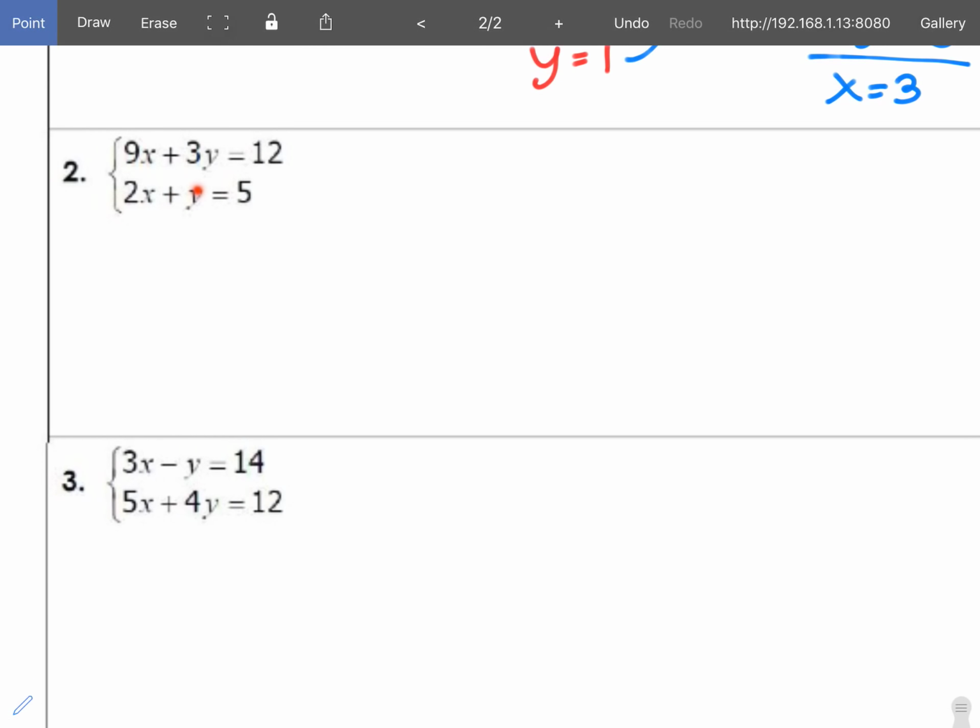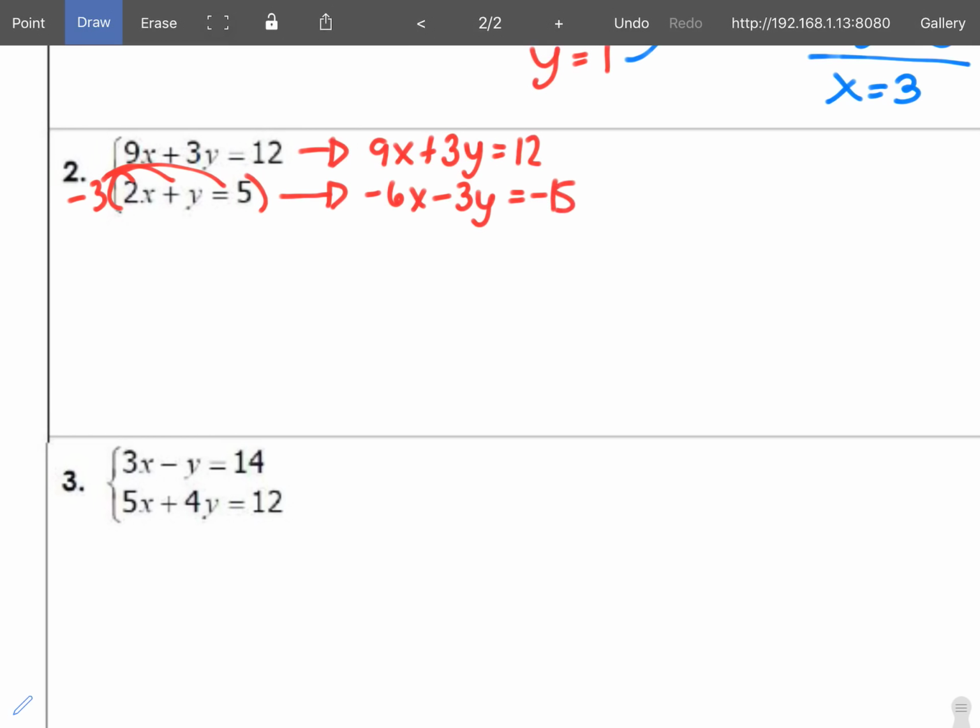I'm going to get rid of my y. That's my easiest one to multiply. If I tried to multiply this, could I multiply 2 by any number to get 9? No, unless it was a decimal. So I'm going to multiply this equation by a -3, because I want these to cancel. So I need this to be a -3 in order for those to cancel. So I'm going to multiply each term by -3. This top equation stays the same. This bottom equation is multiplied by a -3. So -3 times 2x is -6x, negative 3 times y is negative 3y. Negative 3 times 5 is negative 15.